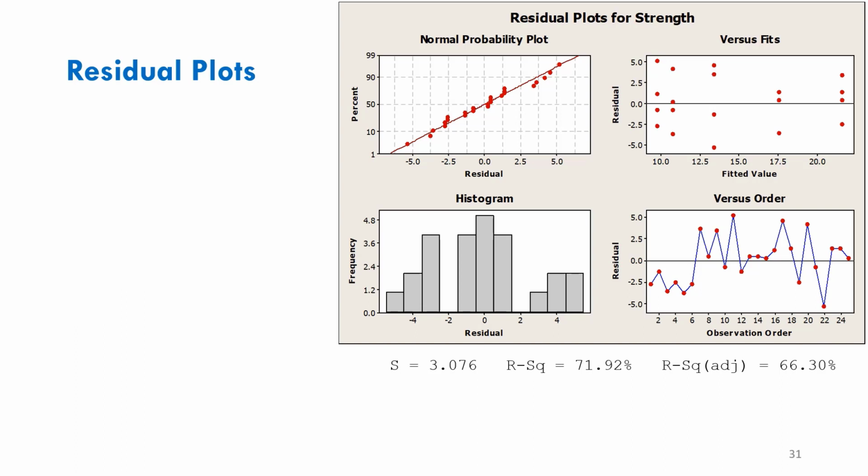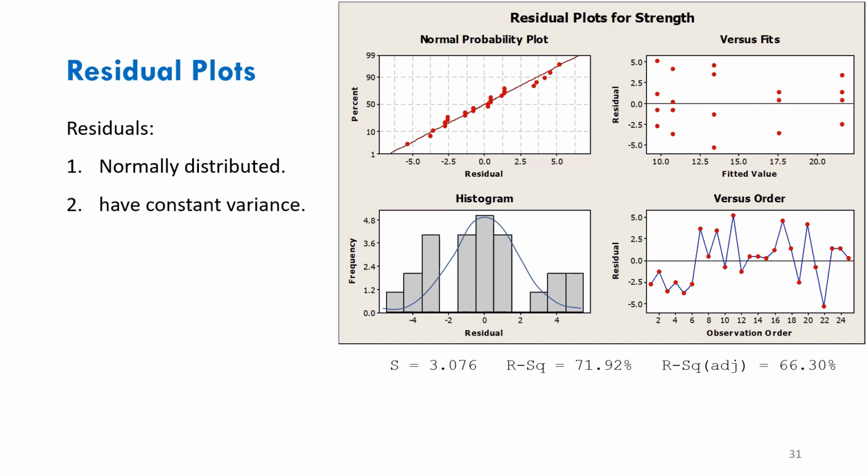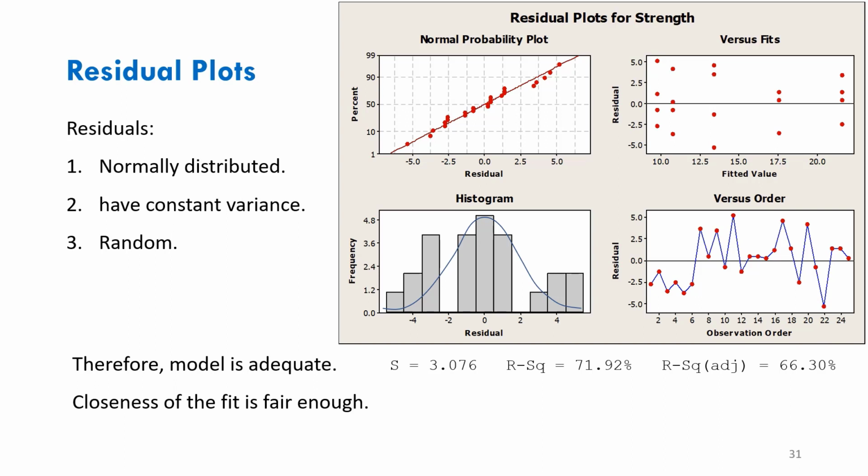For example, the cotton weight percentage effect on strength. Here we have the R square value of 71.92%, which is quite okay. Not that good, but that's an average for accepting the model. Here we have the residuals in the first figure normally distributed, which is near to the curve, and also the histogram tells us that it forms the bell shape. In the second figure, there is no divergence or convergence, so we have constant variance. Also in the last figure, the order is completely random, so we don't have any dependency. So we can say that our model is adequate, and also the closeness of the fit is fair enough.